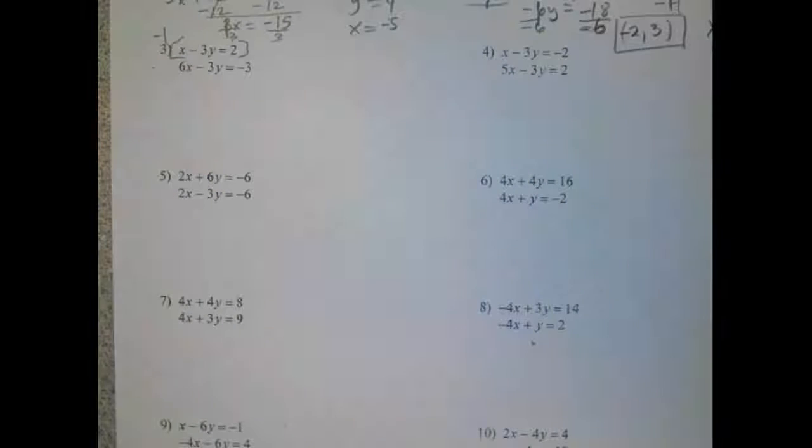How about the number 4? What am I going to eliminate? X's or Y's? Y's again. How about number 5? X's or Y's? X's. How about number 6? X's or Y's? Look at it again. X's. Okay? You guys think you got it? Yeah. Okay, you have 10 left to do.